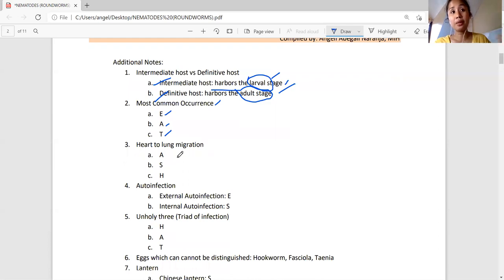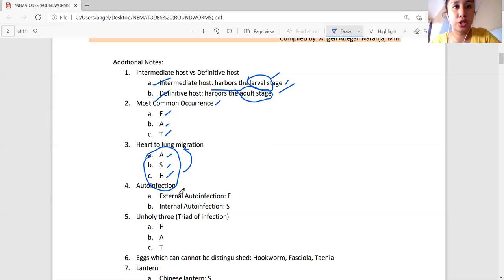So, class, they migrate up to the lungs. So, tataas sila sa lungs. Tapos, tataas sa bronchus, sa larynx. Tapos, isa-swallow mo, bababa sa pharynx. Tapos, pupunta sa small intestine. Yan. Ascaris, Strongyloides, hookworm. Makukulit itong mga to, mga lakotsera to. So, other than the small intestine, they migrate up to the lungs and down to the heart.